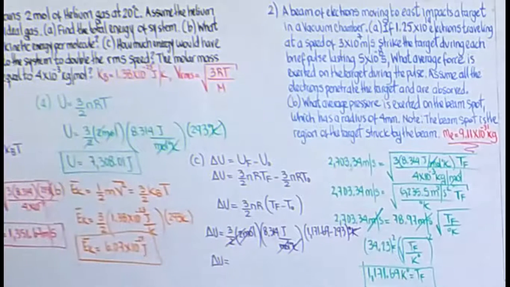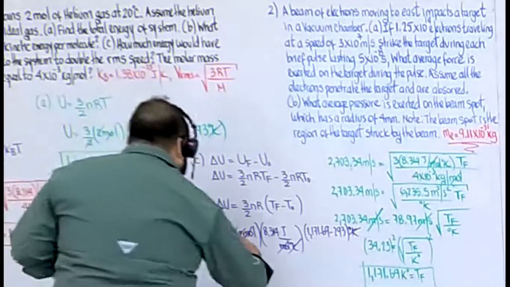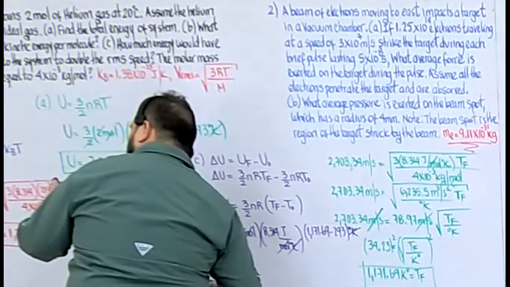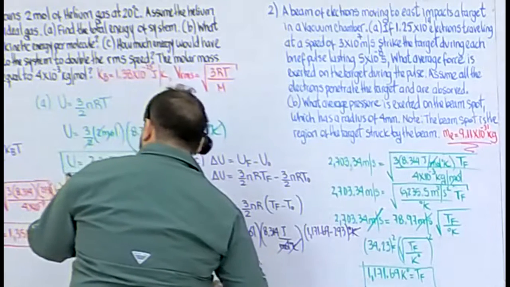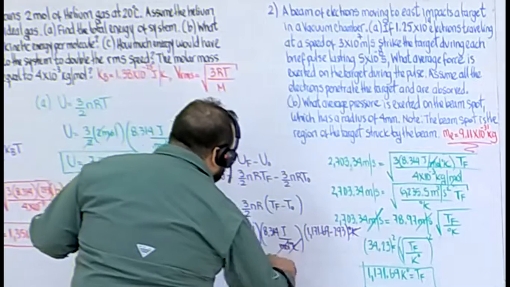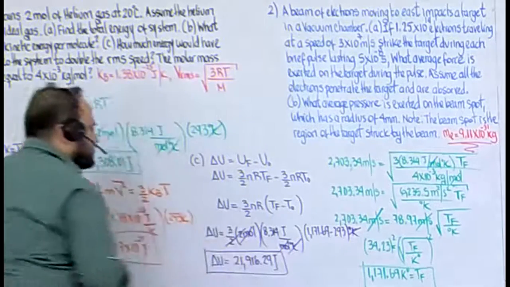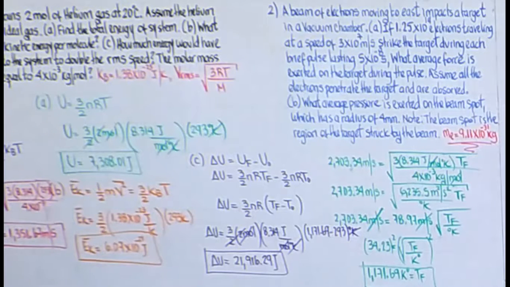Okay. The change of energy will be given by 3 parentheses, 8.314 parentheses, 1,171.69 minus 293 close parentheses, and the answer will be 21,916.29 joules. And that's it. That's all that we have to do in the problem.